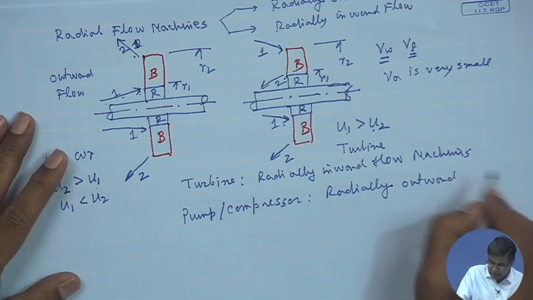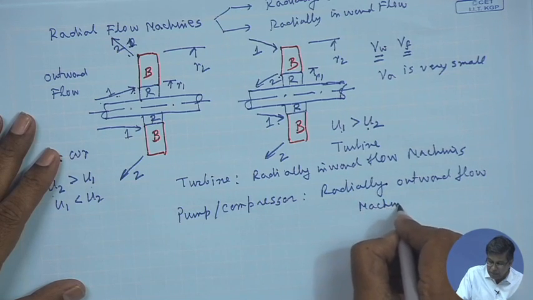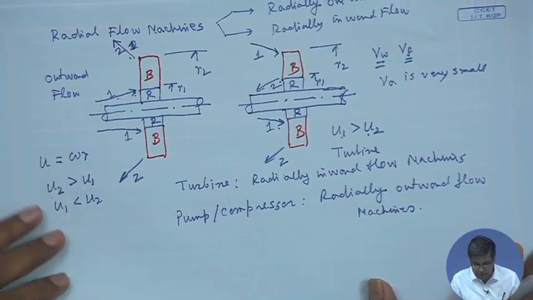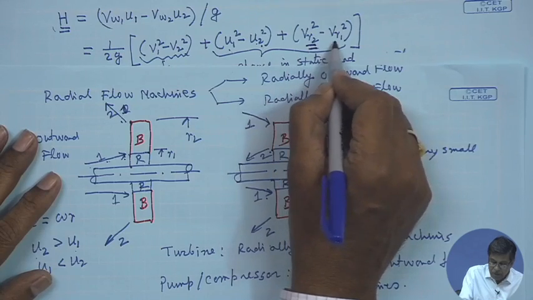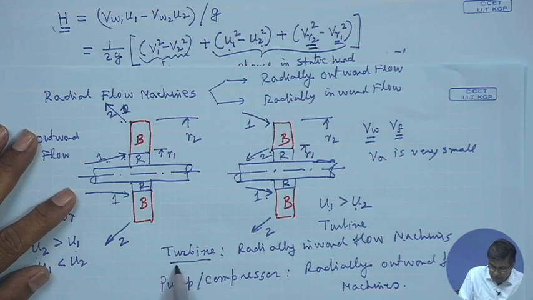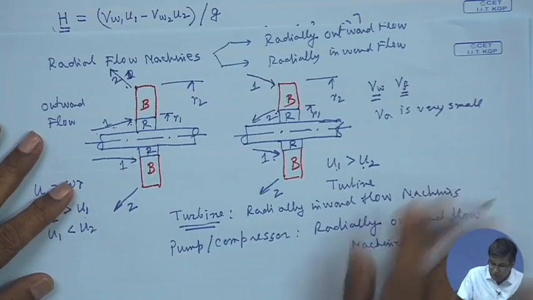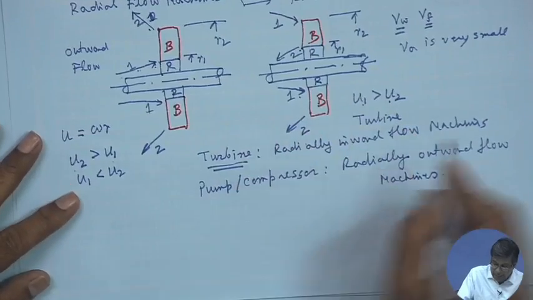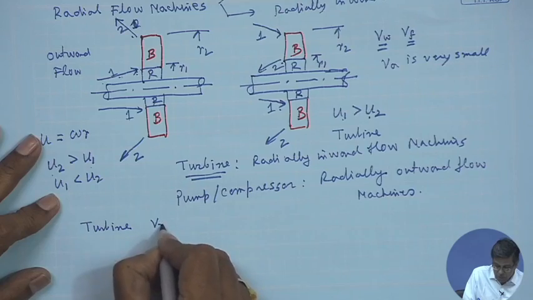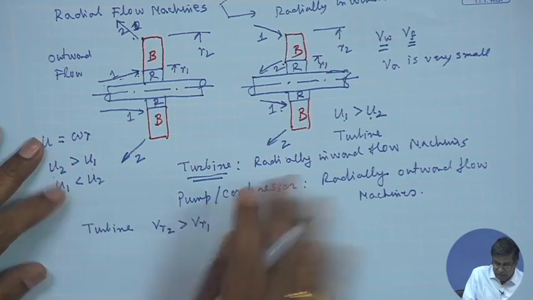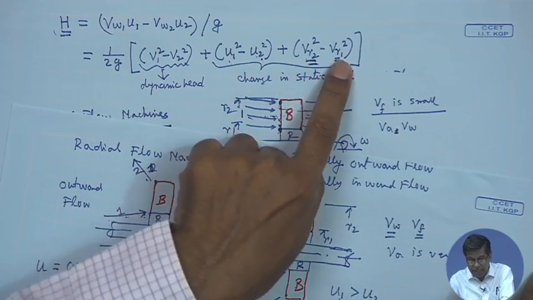Now, it is clear why the turbines are radially inward flow machines and the pumps are made radially outward flow machines. Along with that, the relative velocity also changes. In case of a turbine, we also want a positive contribution from this. So, VR2 has to be more than VR1. Why? Because of the same logic, that this static head should be positive.